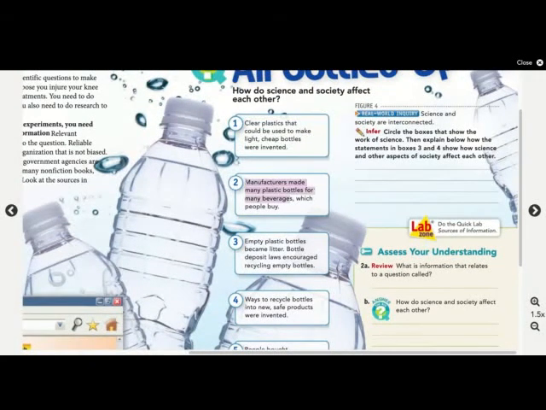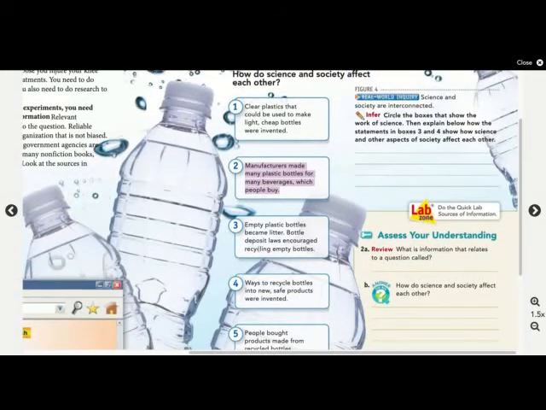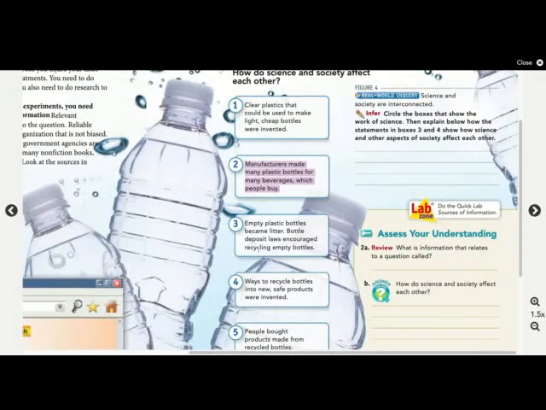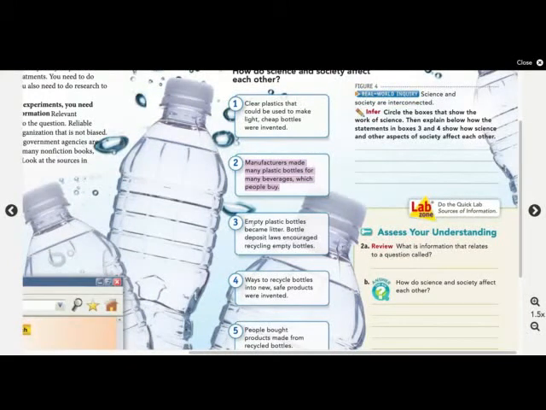How about number 2? Manufacturers made plastic bottles for many beverages which people buy. Does this show science? No, because the plastic bottles were already made. So number 2 is not science related. Number 3, empty plastic bottles become litter. Bottle deposit laws encourage recycling empty bottles. Once again, this has nothing to do with science. People were just trying to stop the littering of plastic bottles.